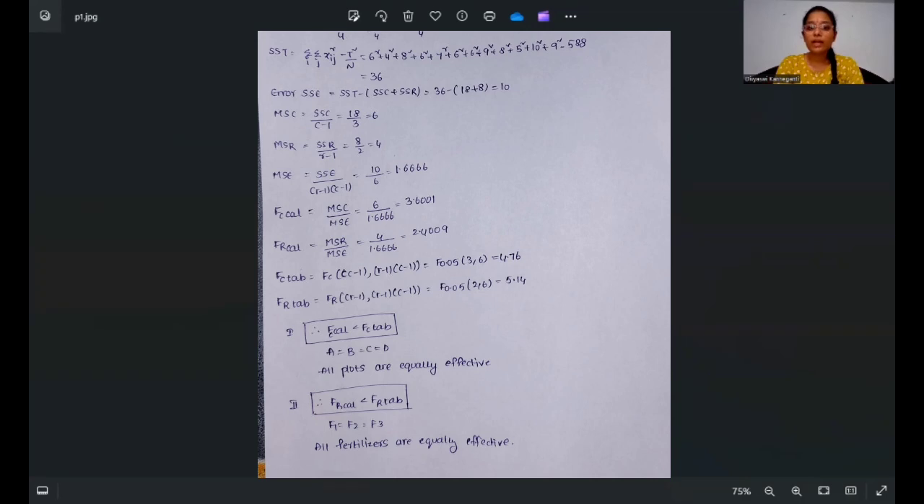Now comparing the F row calculated value and the F row table value, the F row calculated value is less than the F row table value. As we discussed before, if the calculated value is less than the table value, then the null hypothesis is accepted and the alternative hypothesis is rejected. So F1 equal to F2 equal to F3. So all the fertilizers are equally effective.